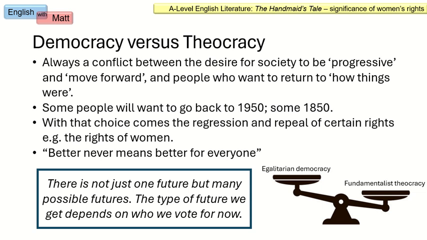So a quote that I've heard Margaret Atwood give before in interviews is there is not just one future, but many possible futures. And the type of future we get depends on who we vote for now. There is no guarantee that there's going to be peace in the future. There's no guarantee that the way we live now will be the way that we're living in 10 years' time, unfortunately, because the future is a vast place with lots of unpredictability in it.